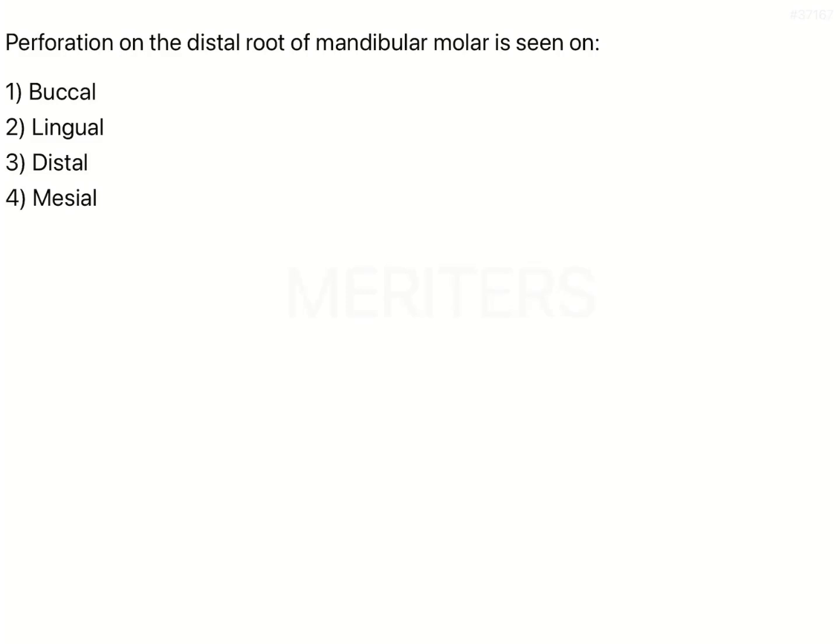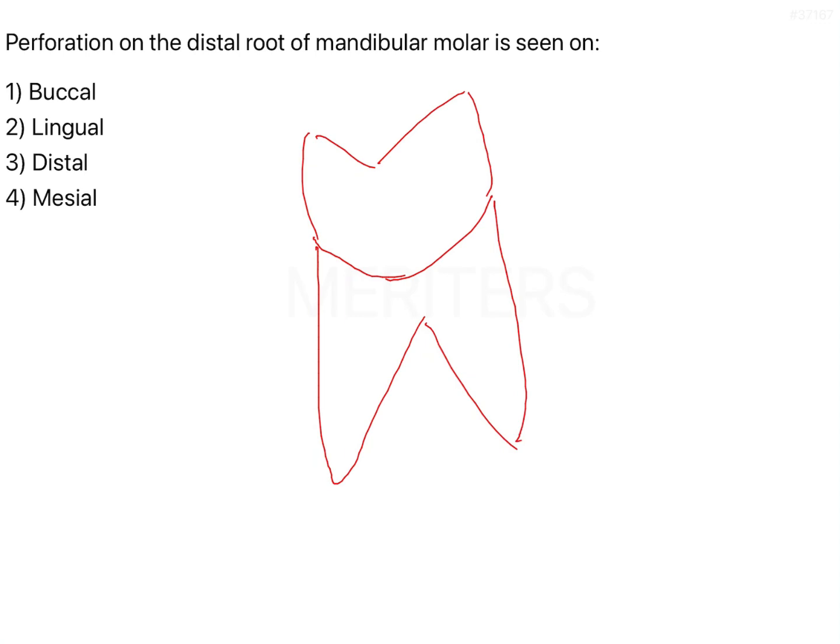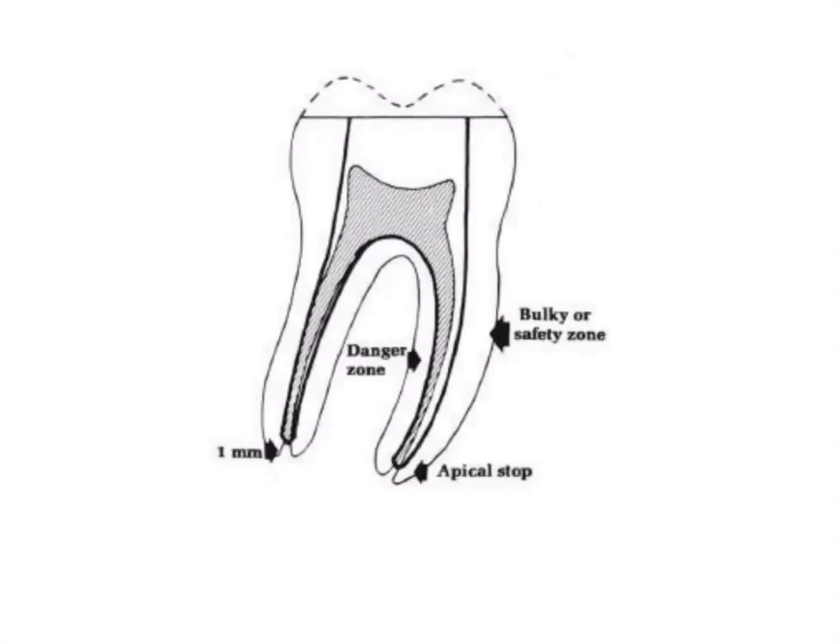The question is: perforation on the distal root of the mandibular molar is seen on? Okay, so this is the crown of the mandibular molar and this is the root. You have only two roots, the mesial and the distal root. Now when you look at the entire mandibular molar, this is the mesial and this is the distal root, because the roots are curved distally.